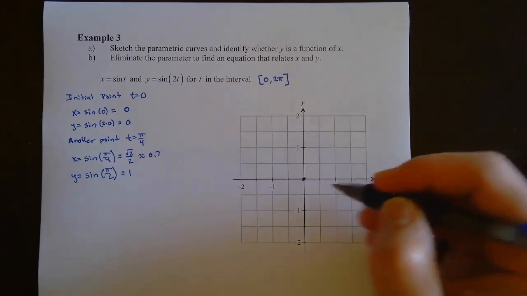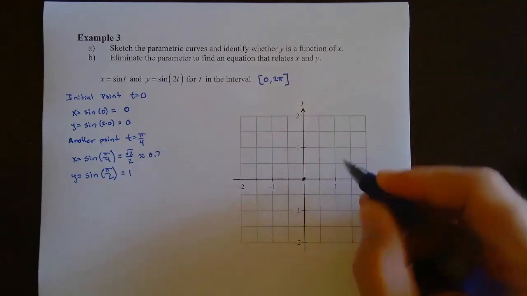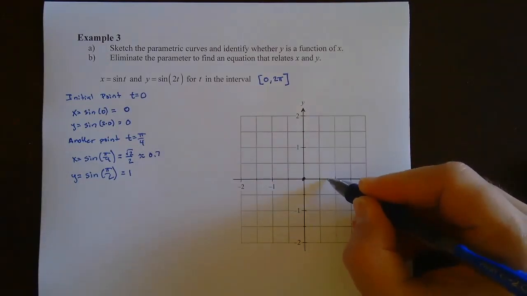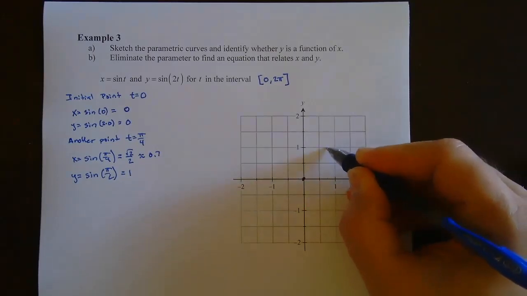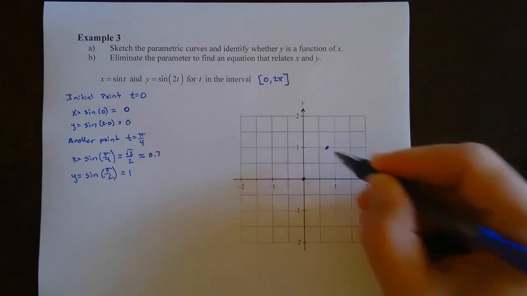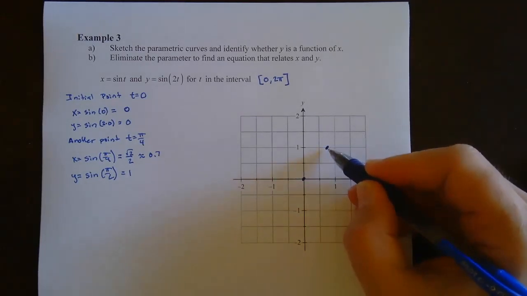So at pi over 4, we're at 0.7, which would put you right about here, and we're up 1. So we're all the way up here. That's the second point.